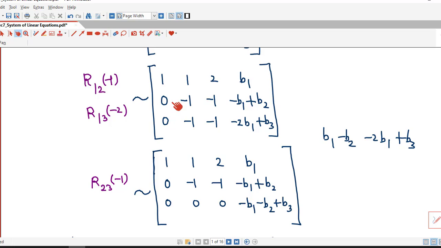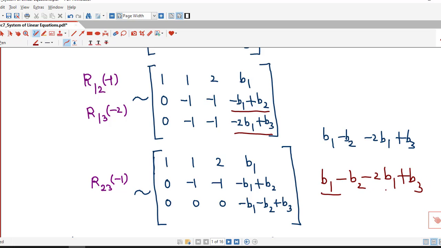So 0 into -1, 0 plus 0. So we have 0 here. Then -1 into -1, which is 1, and -1, 0. Same thing here, -1 into -1, 1, -1, 0. And here we multiply the second row by -1. So if we multiply this by -1, we have b1 minus b2, and we have to add here, that is -2b1 plus b3.